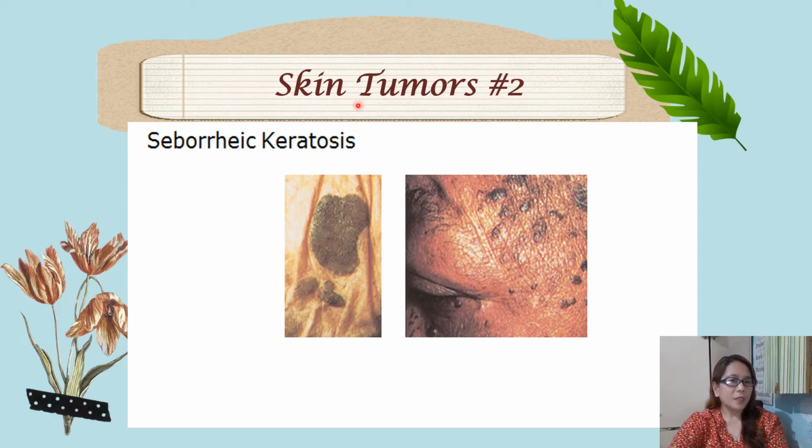Another one is the seborrheic keratosis. This is a common non-cancerous skin growth. People tend to get more of them as we get older. Di ba napapansin natin to sa mga lola at lolo natin. Usually yellowish to brown, black or light tan.